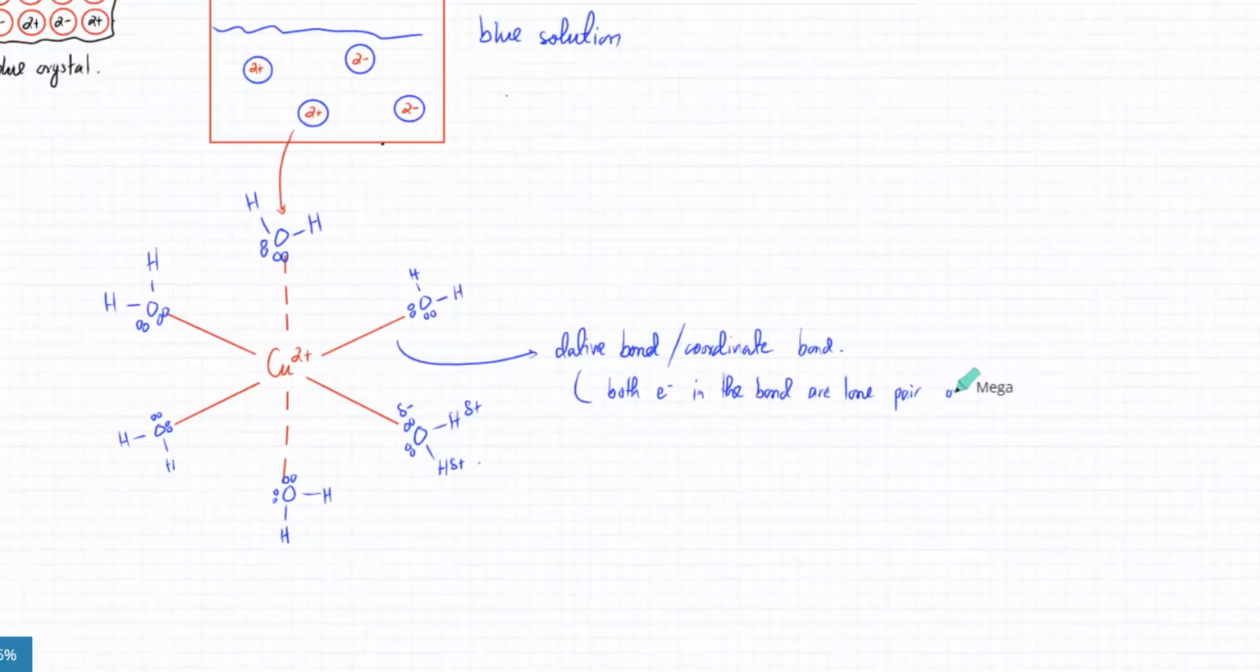So up to here, is this clear? Yes, sir. So both lone pairs in the bond are lone pairs on oxygen. So it's a dative bond.